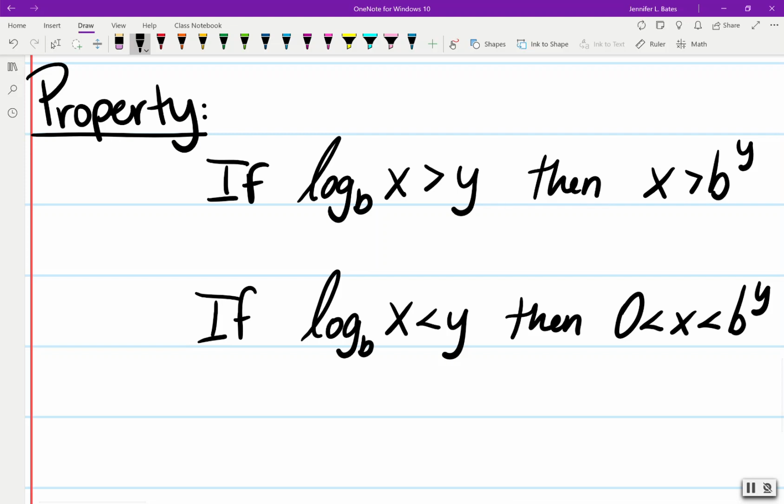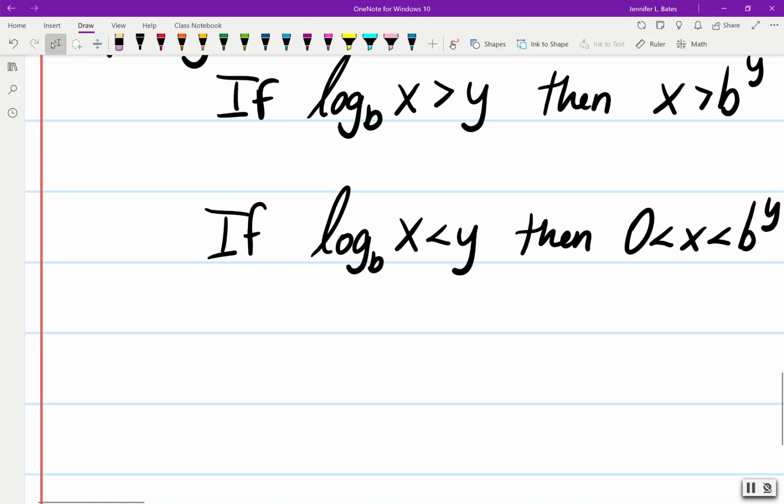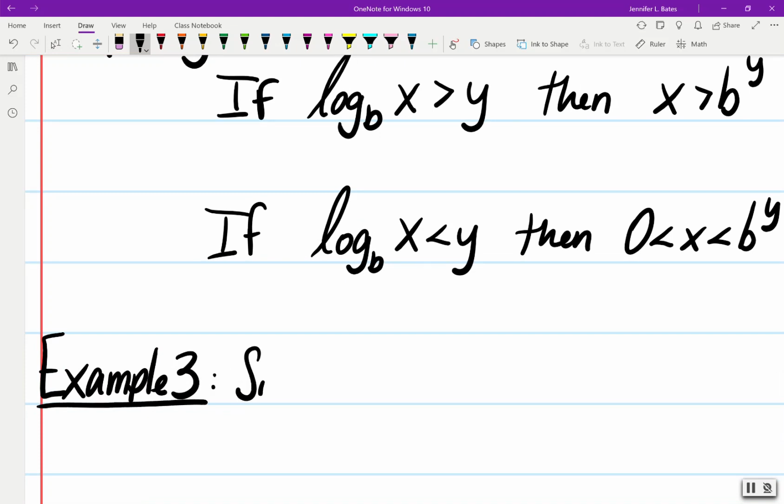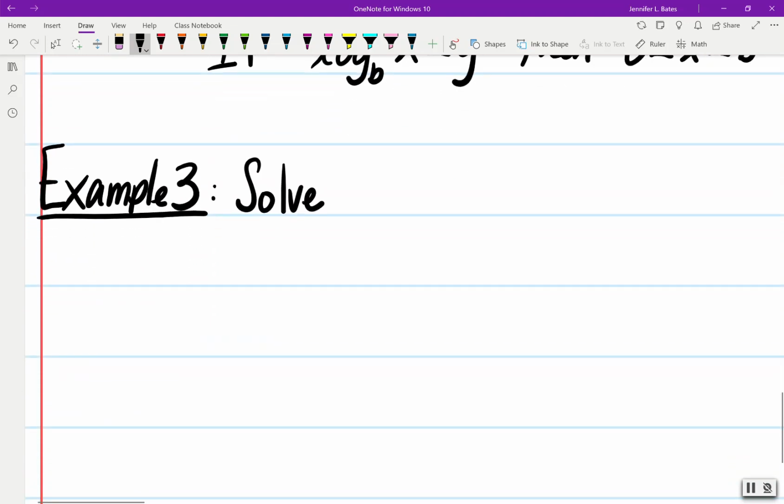Okay, so let's take a look at what this means. We'll call this example 3. Example 3 says to solve, and we're going to do an A, B, C, D. In these examples we're going to look at problems where the argument of the log is just x.